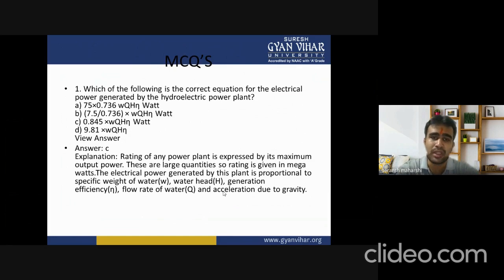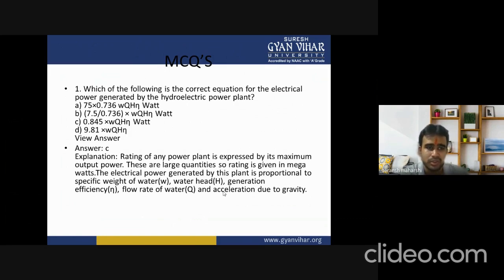Which of the following is the correct equation of the electrical power generated by the hydroelectric power plant? Option A: 75 into 0.736 watt Q H. Option B: 7.50 divided by 0.736 into w Q H. Option C: 8.845 into w Q H eta. And the last, option D: 9.81 into w Q H eta.